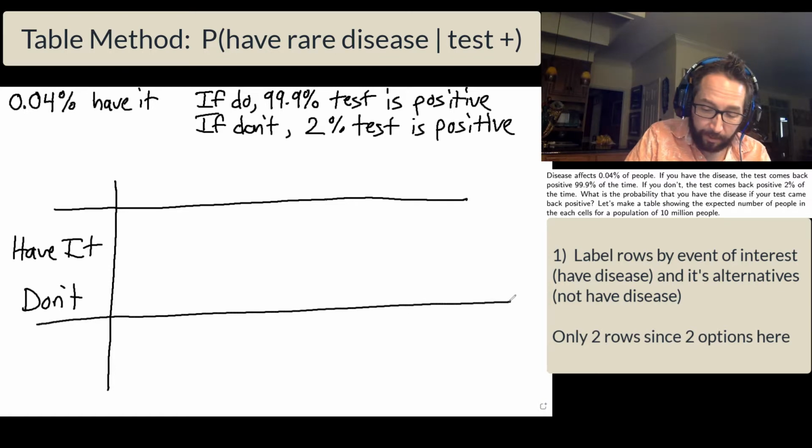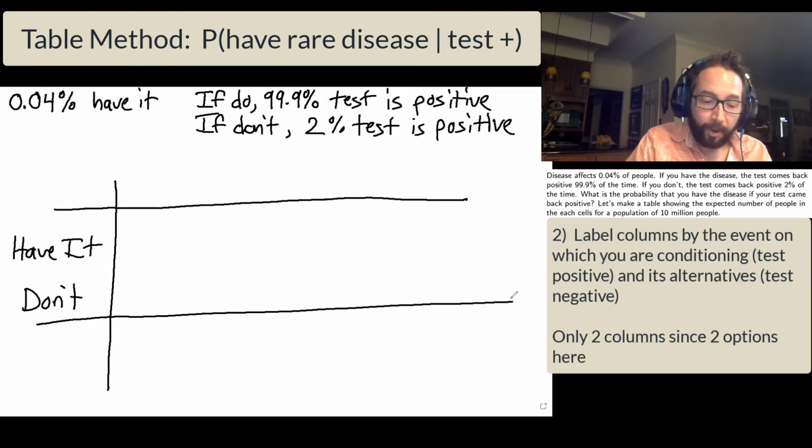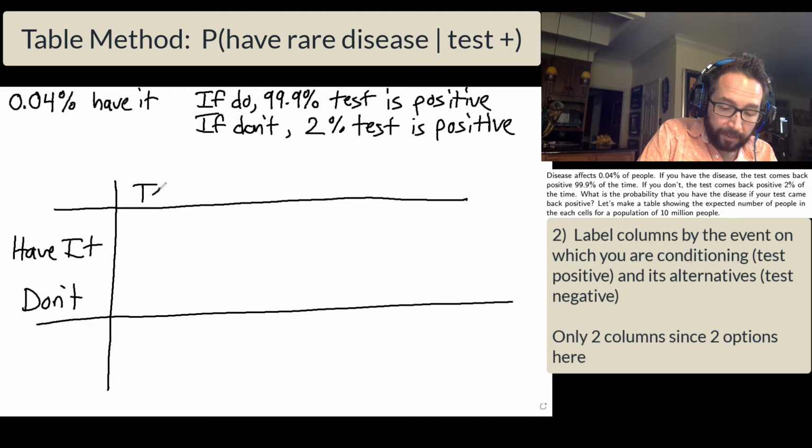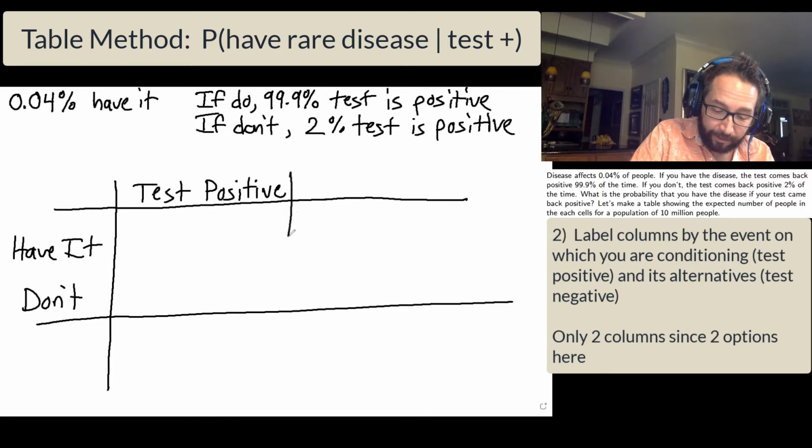And then I'm going to label some columns for the pieces of information that I'm going to be conditioning my probability calculation on. So in this case, what are the pieces of information I might receive? Well, I could receive that the test comes back positive, or I could receive the news that the test came back negative. So the columns just represent the possible bits of information I could have received in dealing with this probability calculation. The test either could have come back positive or negative.